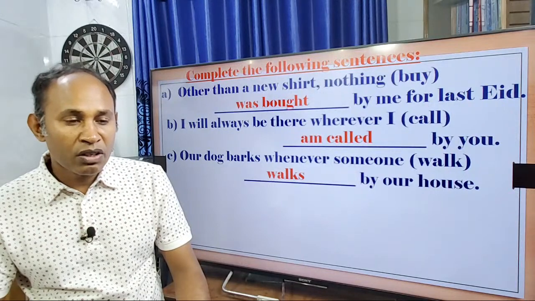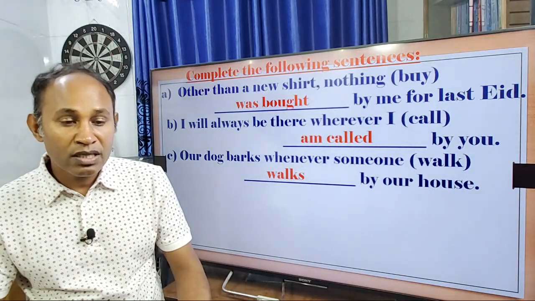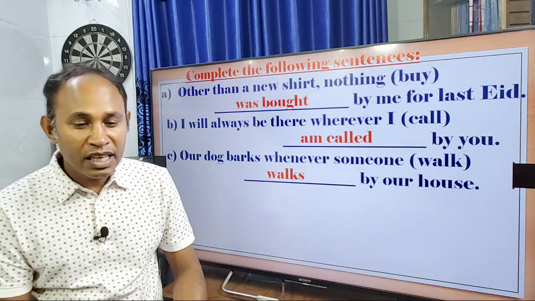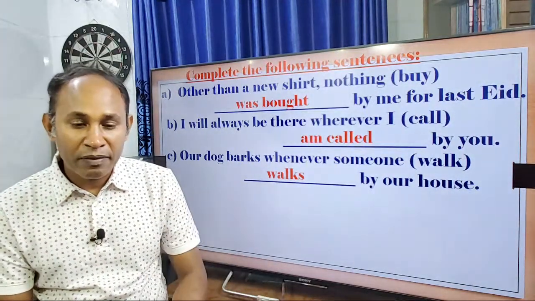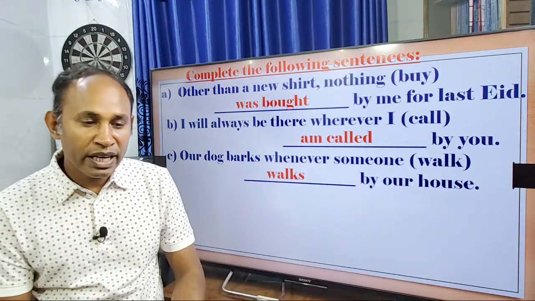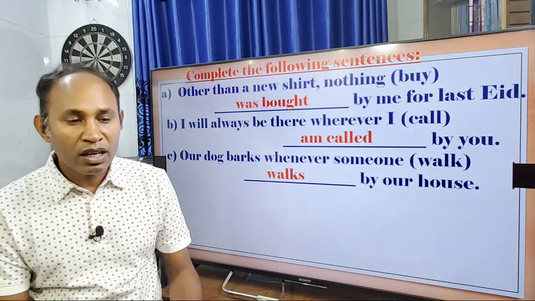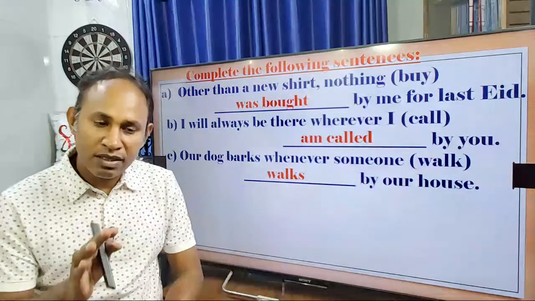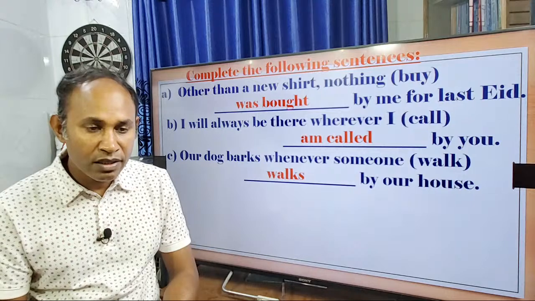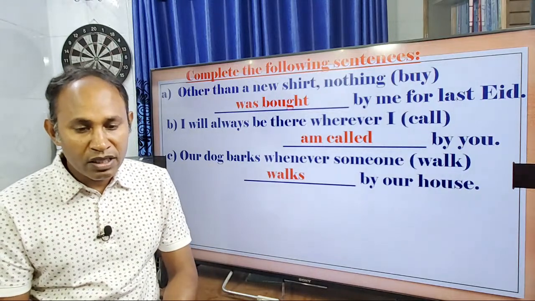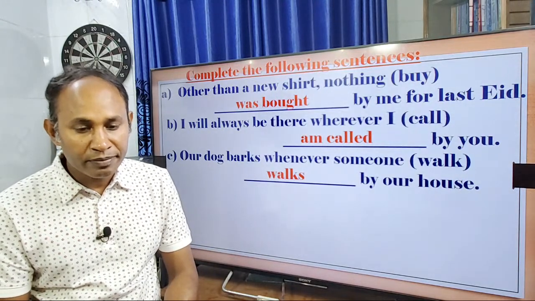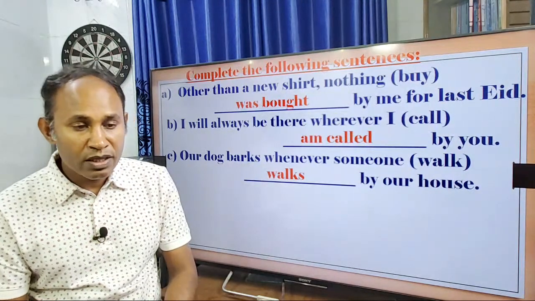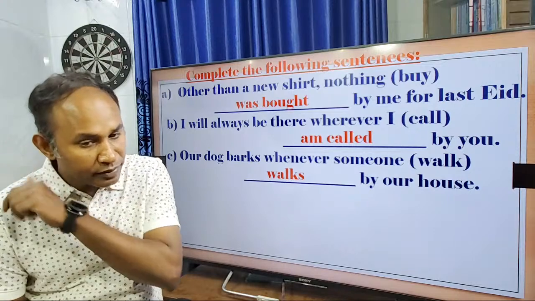So our dog barks whenever someone walks by our house. But I am also taking another answer. If someone writes down is walking, that is also the right answer. Our dog barks when someone is walking by our house. This is the right answer. I'm taking both of the answers, works or is working.